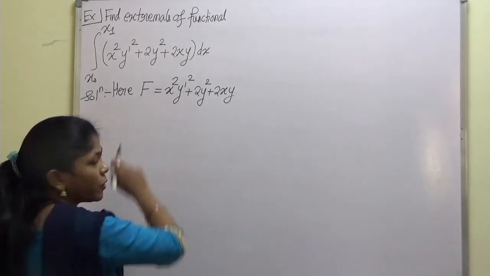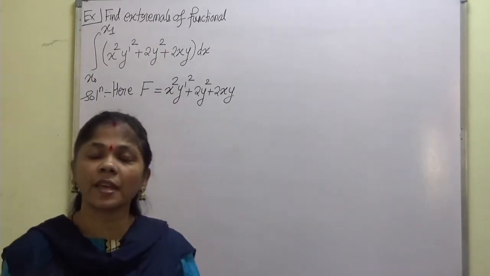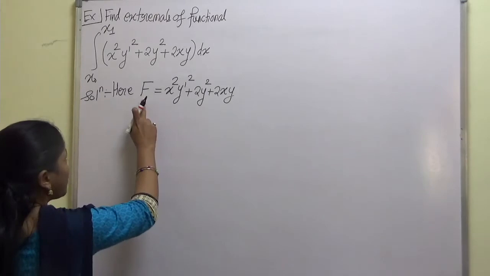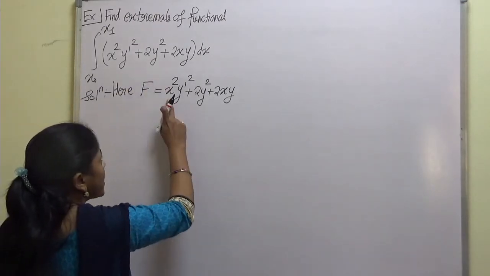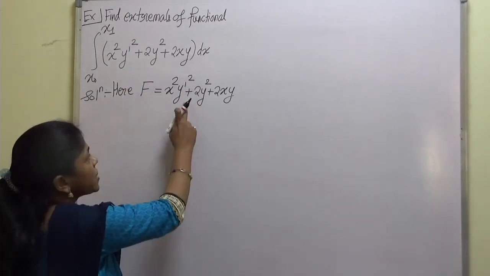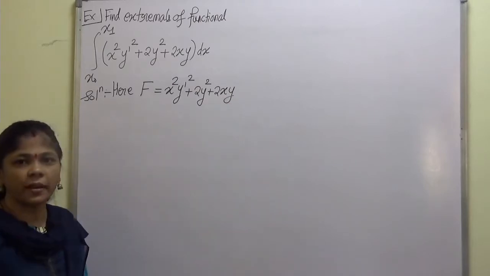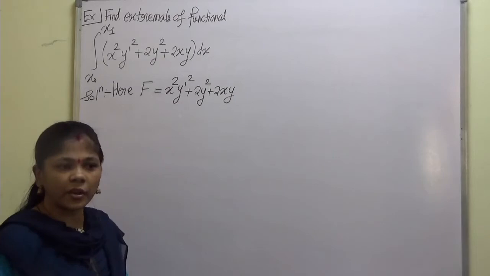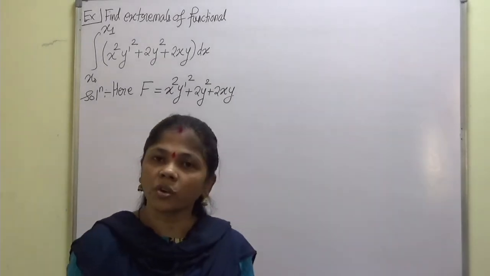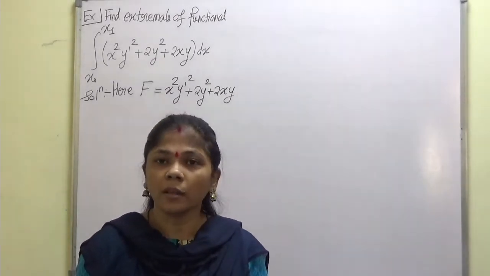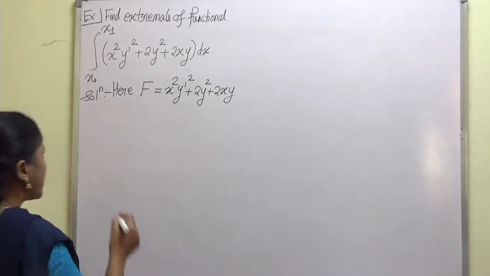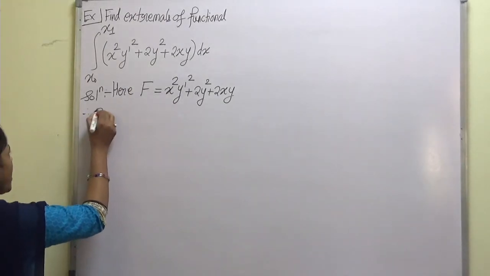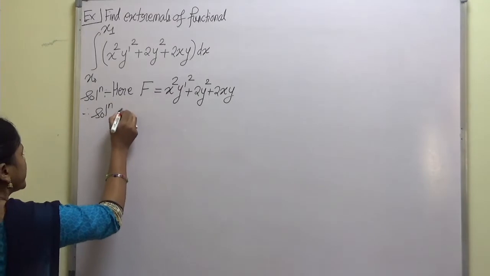We will first find out function f, which is a function of x, y, y dash. So here f is nothing but integrand, which is x square y dash square plus 2y square plus 2xy. Now this involves the terms of x, y as well as y dash. So in this case, the extremal will be given by the Euler's equation, right? So therefore, the solution is given by Euler equation.